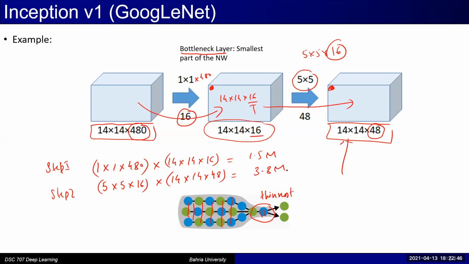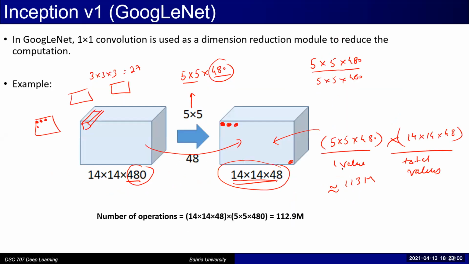If you add step one and step two together, 8 plus 5 is 13, and you get 5.3 million. So you see, previously we were getting 113 million.